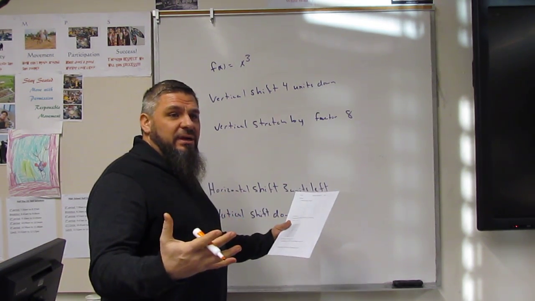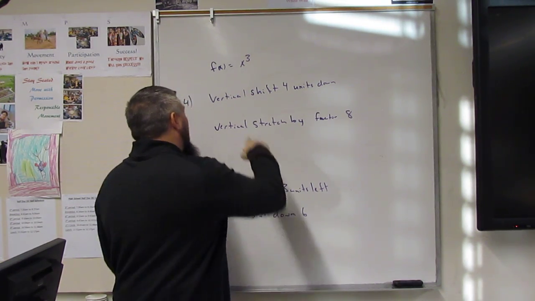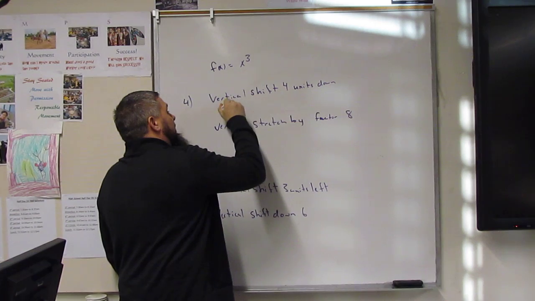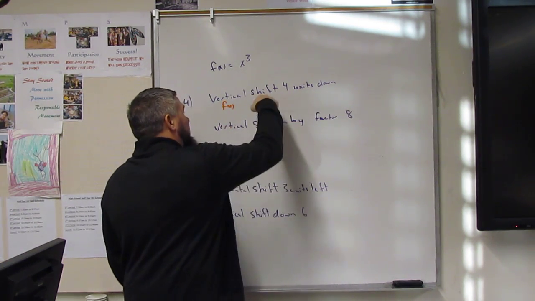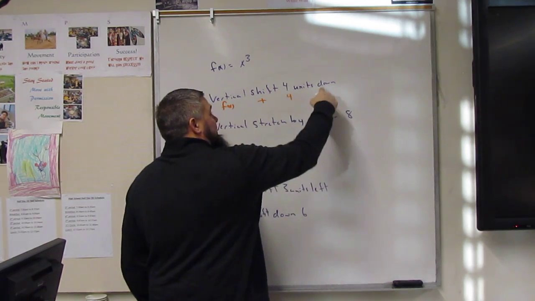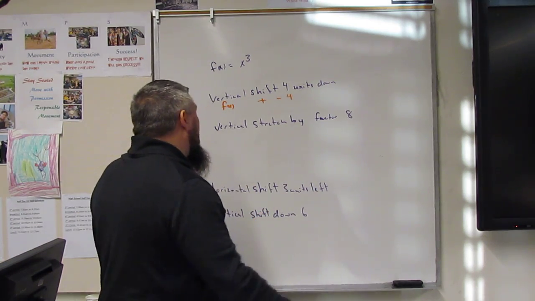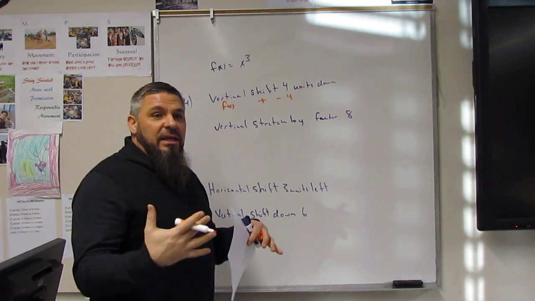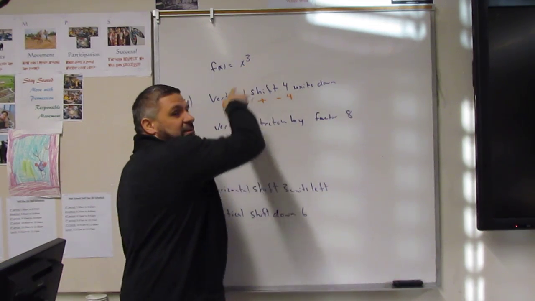We translate it, right? So how am I going to translate this? F of x. So vertical means f of x, the whole function. Plus. Shift is a plus. 4. And down means minus, right? Okay? And so we want that, and then what we have to do is translate this into this.